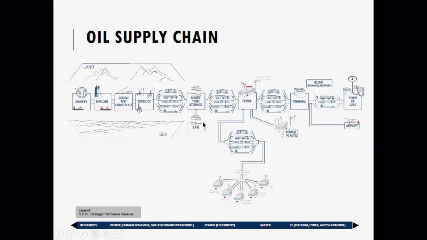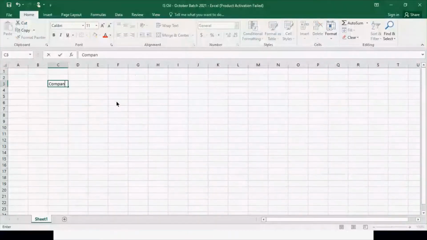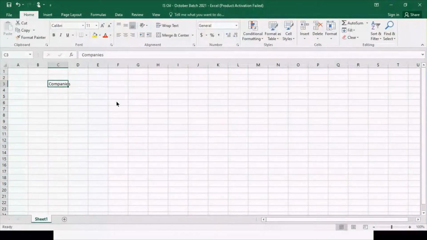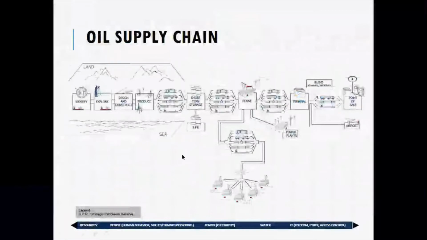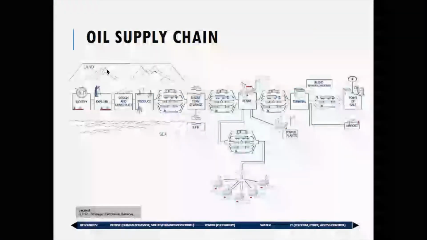Okay, so when you look at this diagram, I would just ask you, what are the different companies which can be there in this diagram? What are all the different group companies? For example, if a company is only responsible for finding the crude on the land, what is that company called, or what is that product called? Any idea?